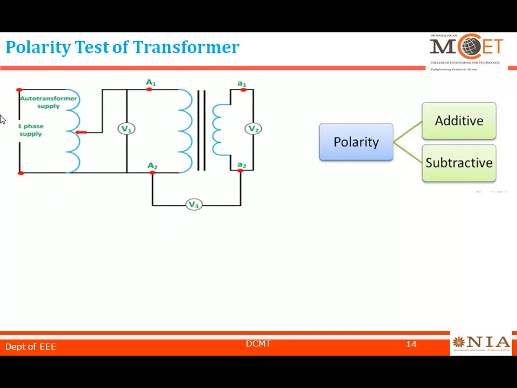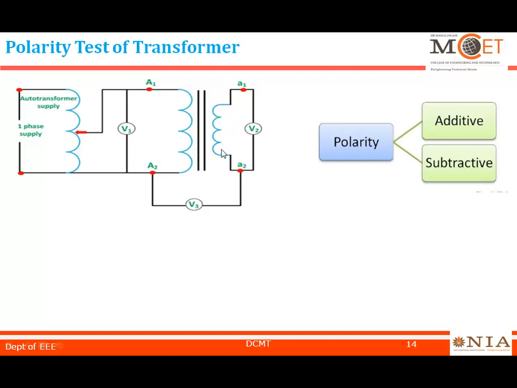This is the circuit diagram of the polarity test of a transformer. This is your autotransformer. This is your primary winding. This is your secondary winding. The purpose of this autotransformer is to vary the voltage from 0 to maximum. To this primary winding, we are going to connect a voltmeter V1. This voltmeter is going to measure the primary voltage.